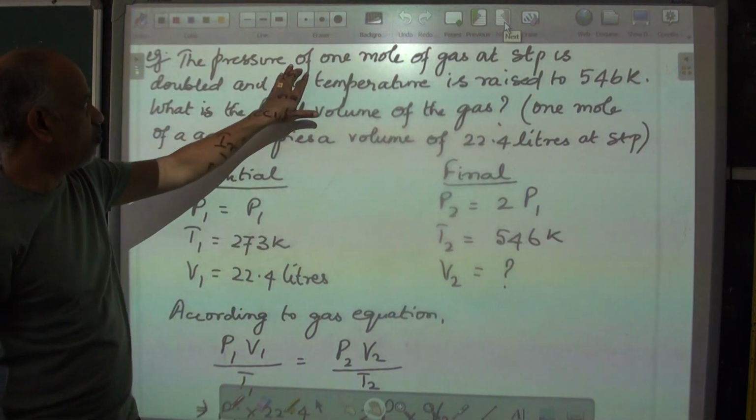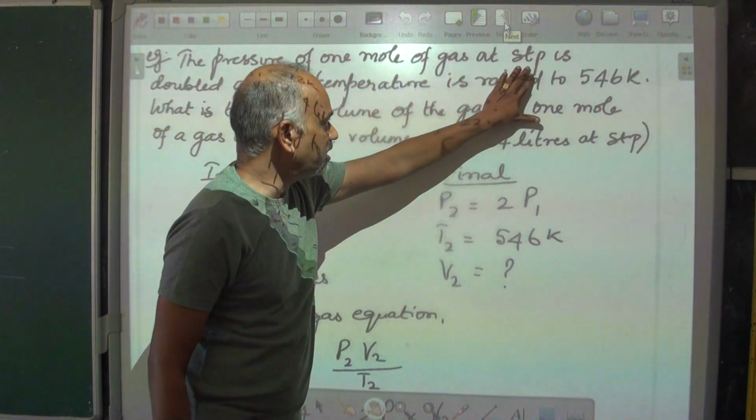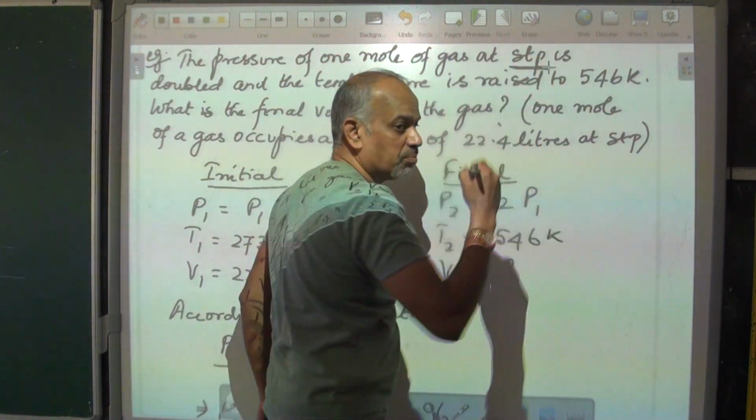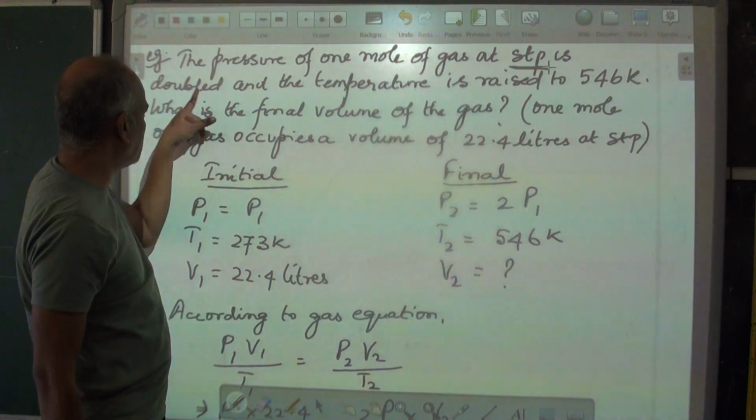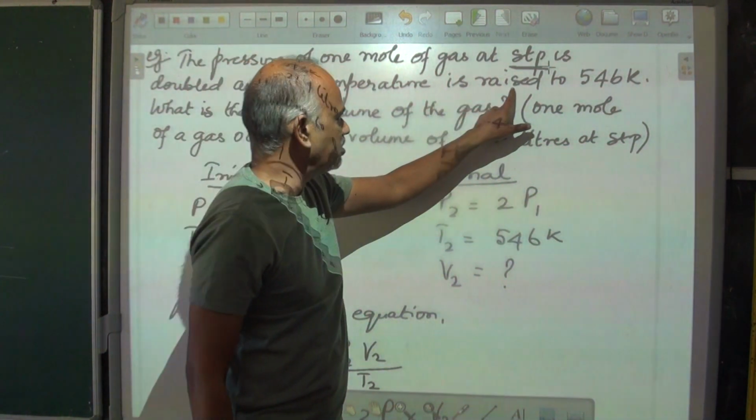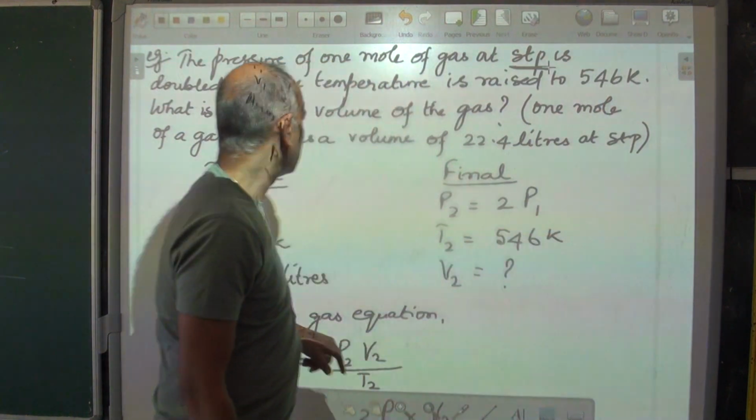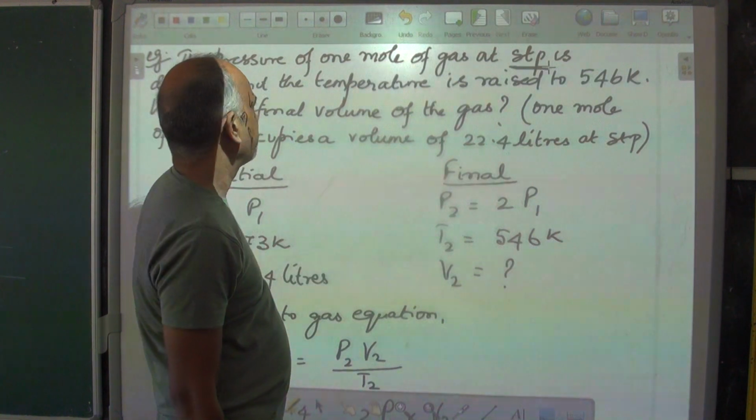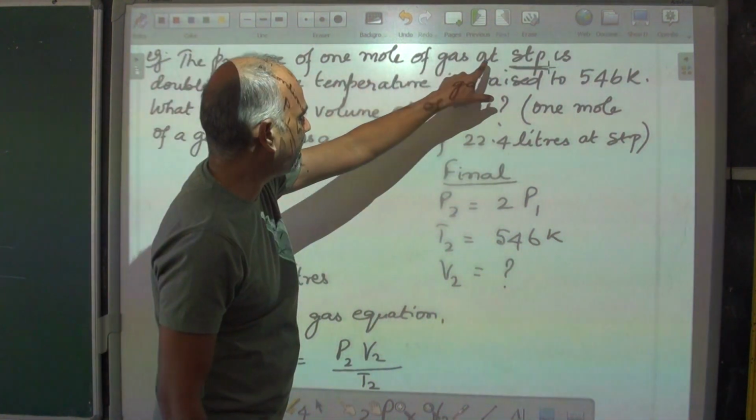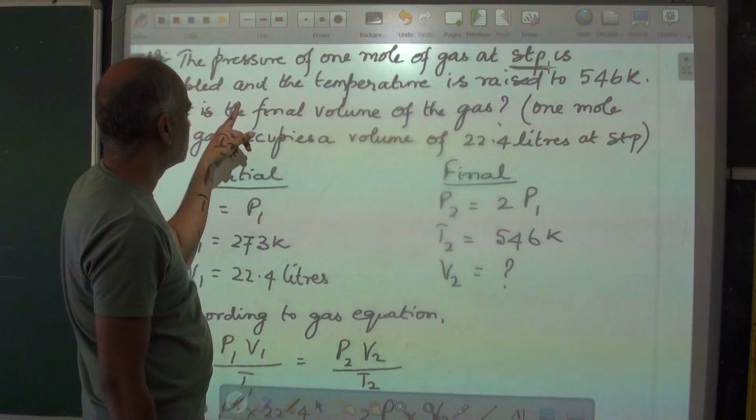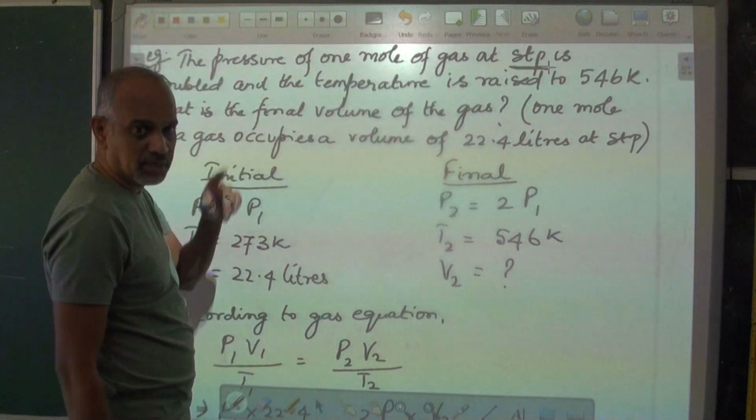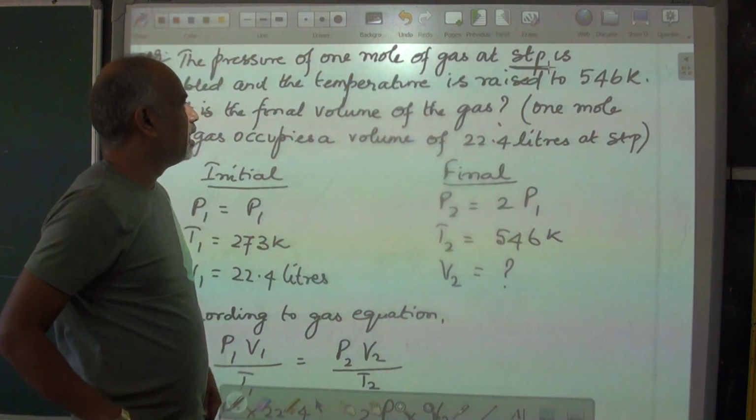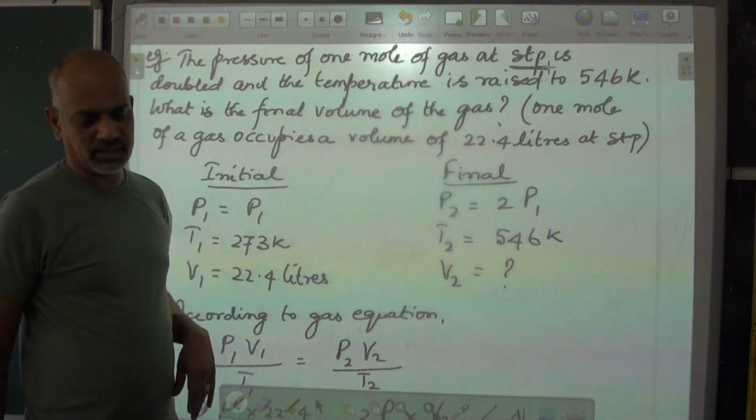The pressure of 1 mole of gas at STP, look at this word STP is there, standard temperature and pressure, is doubled, and the temperature is raised to 546 Kelvin. What is the final volume of the gas? Okay, the pressure of 1 mole of gas at STP is doubled. What is doubled? The pressure is doubled. And the temperature is raised to 546. What is the final volume of the gas?